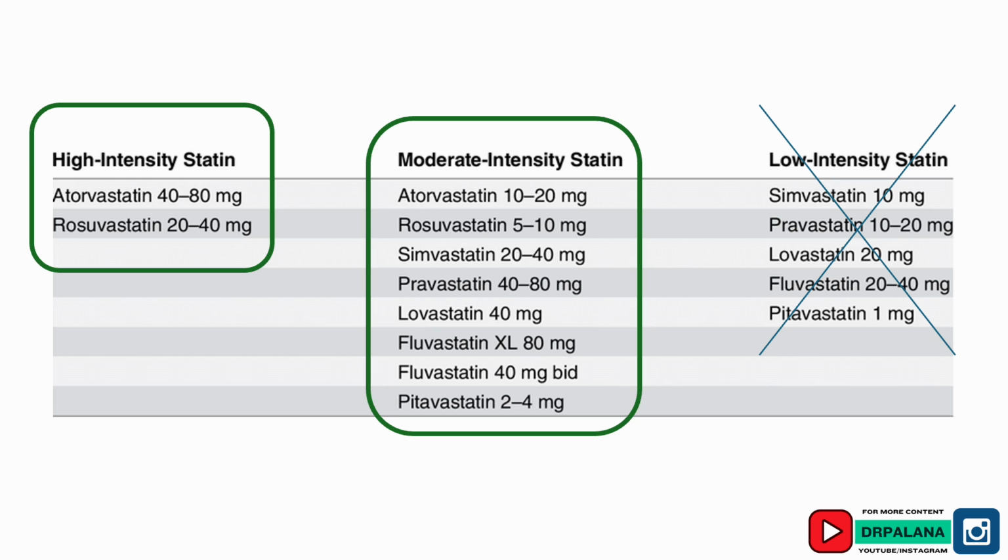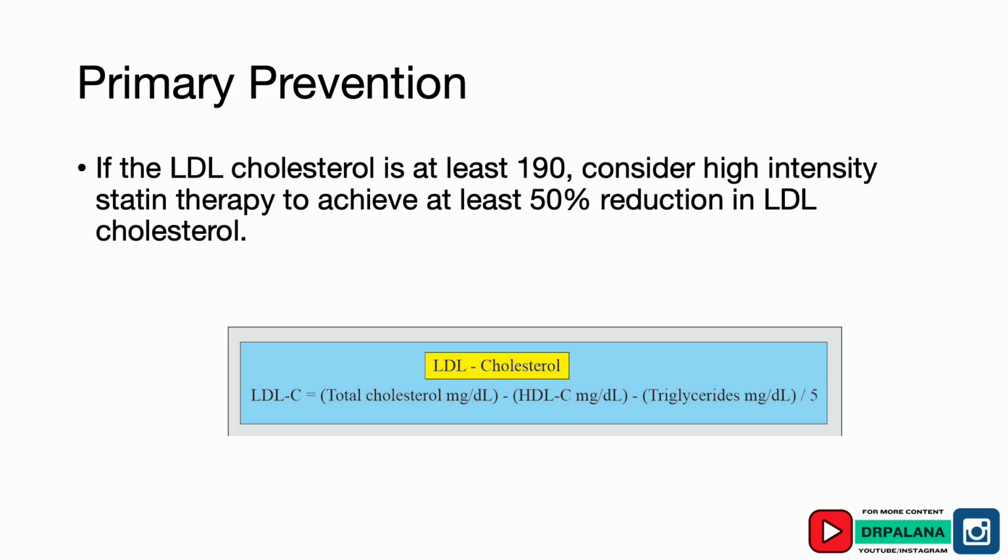Moderate and high intensity statin therapies are used to manage cholesterol levels, particularly LDL cholesterol, to reduce the risk of atherosclerotic cardiovascular disease. The choice between moderate and high intensity depends on the patient's cardiovascular risk profile, age, and comorbid conditions. We no longer recommend low intensity statin. If the LDL cholesterol is at least 190, consider high-intensity statin therapy to achieve at least 50% reduction in LDL cholesterol. So LDL cholesterol is equal to total cholesterol minus HDL minus triglyceride over 5.